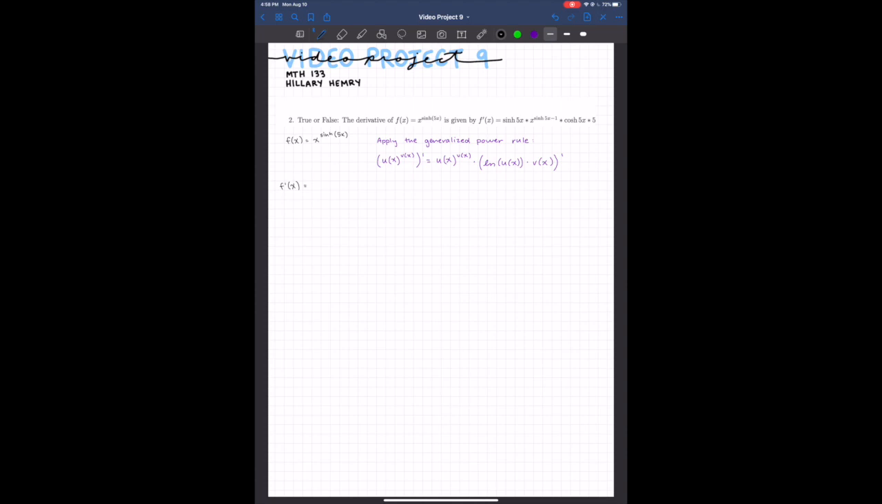Now let's go ahead and take the derivative of our function using this generalized power rule. So first, our first part is going to be that u of x to the v of x, which, like I said, is going to be our original function. Then we're going to multiply that by the derivative of this second part, which is going to be the ln of x multiplied by sinh of 5x.